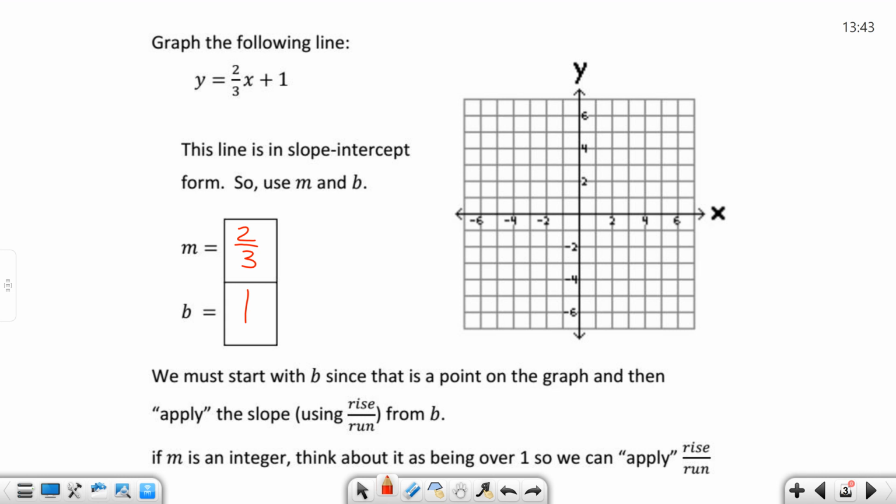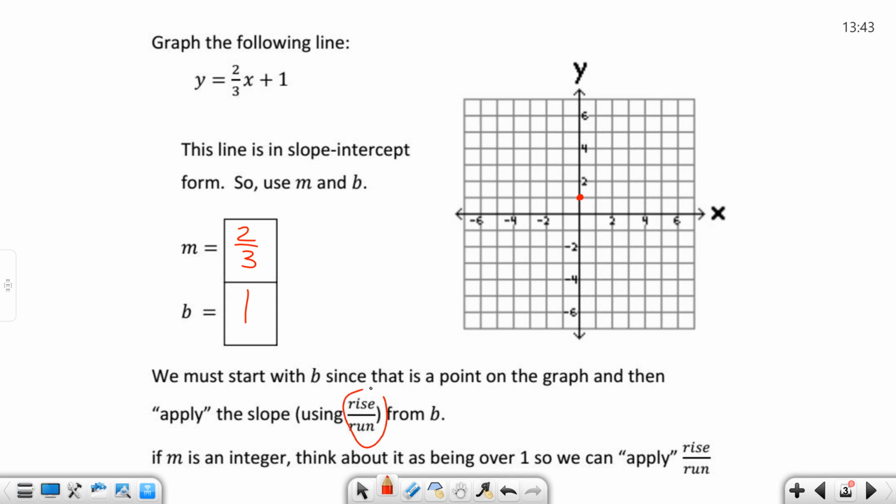All right, so b is 1, and remember, your y-intercept is always up or down. If your y-intercept is positive, it's up. If your y-intercept is negative, it's down. We're not going right and left here. That's the x-intercept. We're not using x-intercepts when we graph using the slope-intercept form. We only use the y-intercept, and then from that point, we apply the slope.